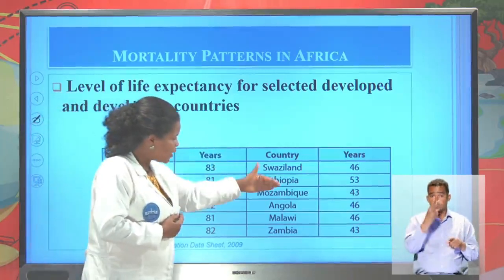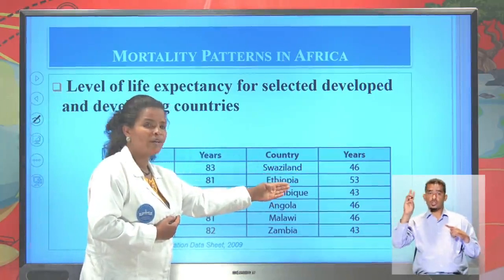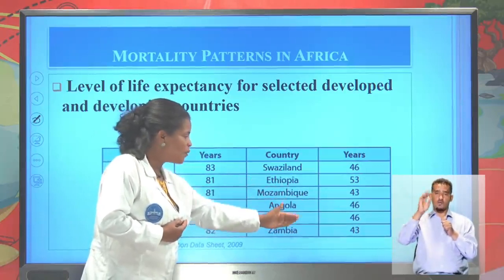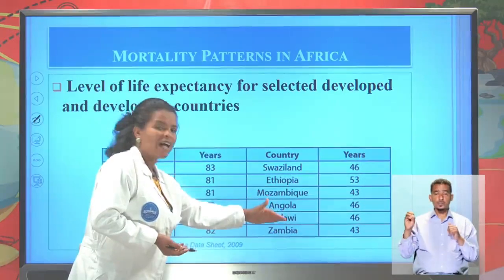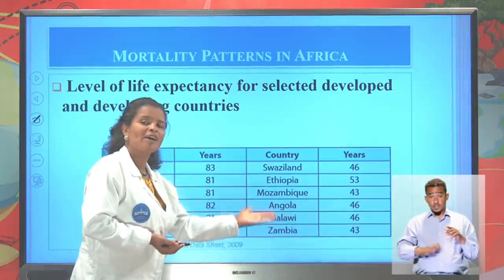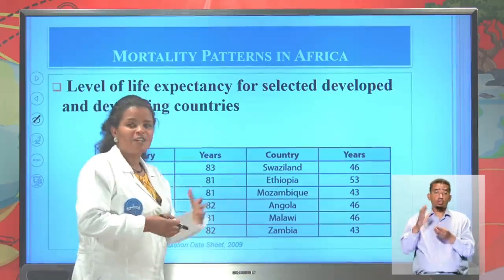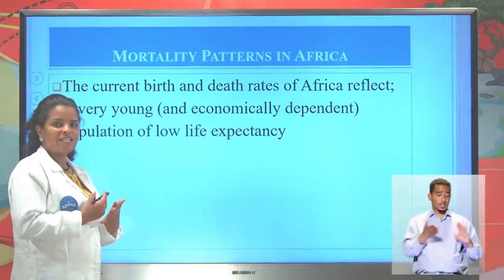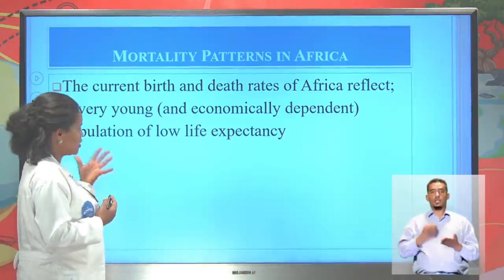When we look at the underdeveloped or developing countries, the life expectancy of Ethiopia is 53 years, Mozambique 43, Angola 46, Malawi 46, and Zambia 43. So developing countries have short life expectancy. The fertility rate in developing countries is very high, but the life expectancy is very short. It is dominated by the young age group. The current birth and death rate of Africa, as we have seen above, is dominated by a very young or economically dependent population age group.